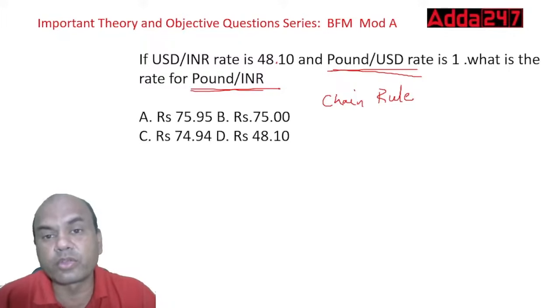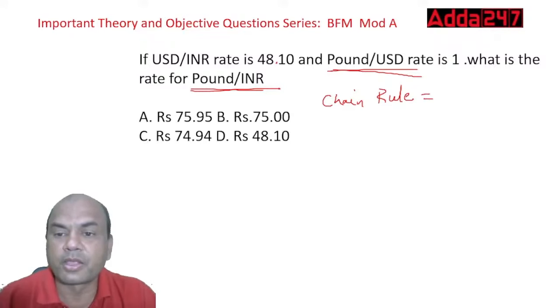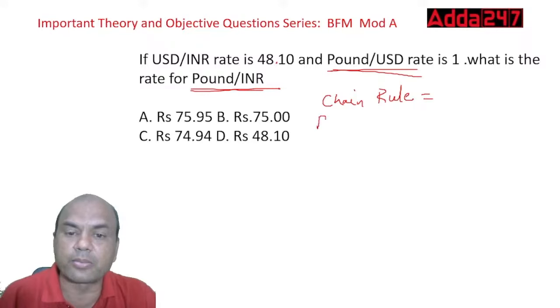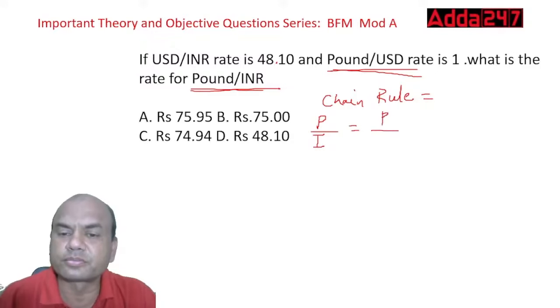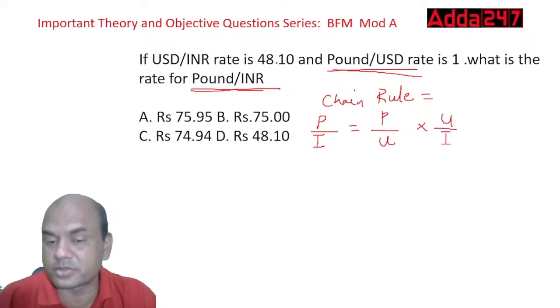So what do you do? We use the chain rule. We use it like this. You have pound to INR, I'll write it P to I. Let's keep it simple, P to I. So it will be pound to USD into USD to INR. Chain rule, you have studied this in your JIB also.